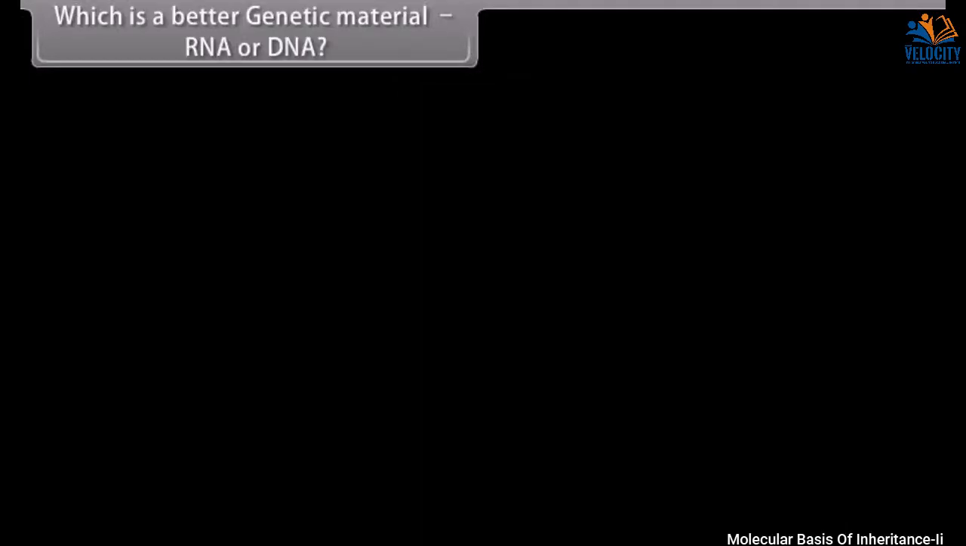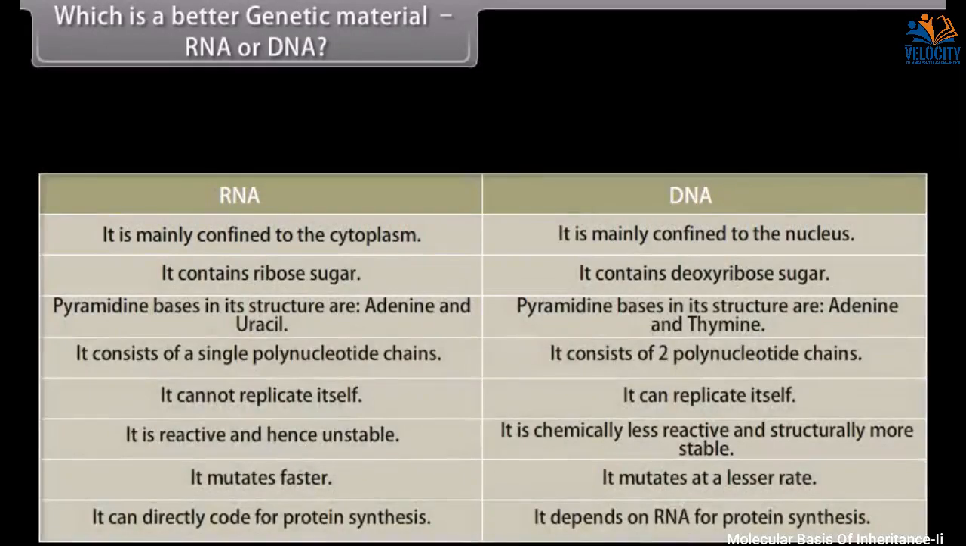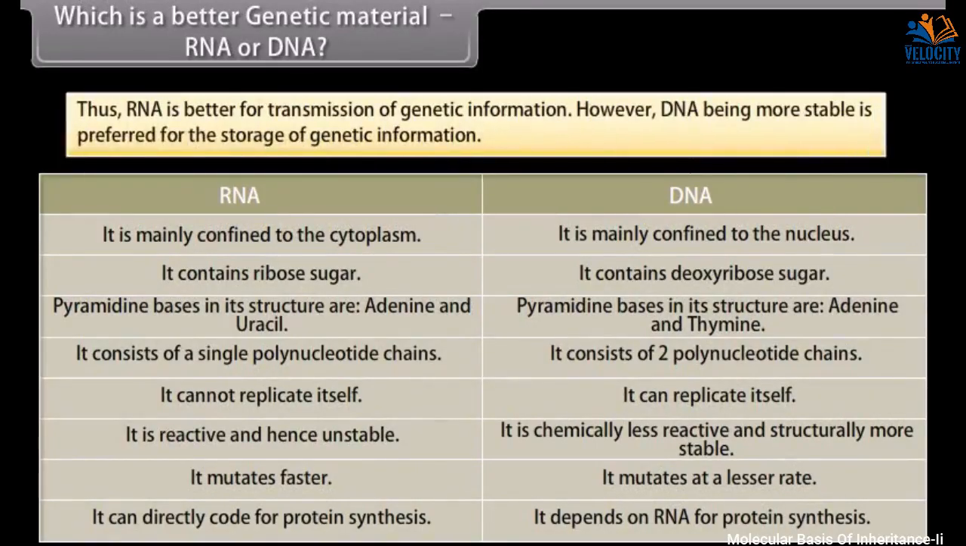Which is a better genetic material, RNA or DNA? These are some characteristics of RNA and DNA. Thus, RNA is better for transmission of genetic information. However, DNA, being more stable, is preferred for the storage of genetic information.